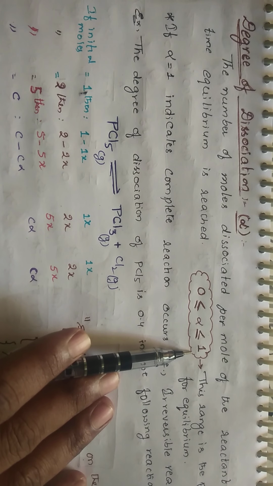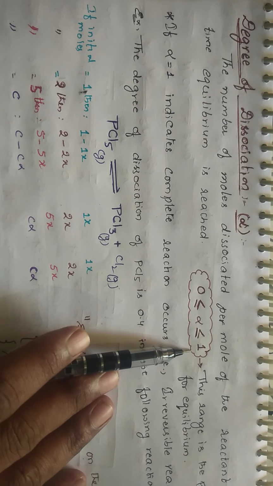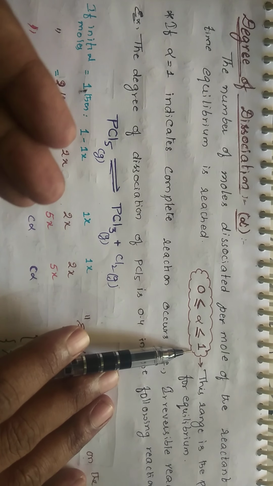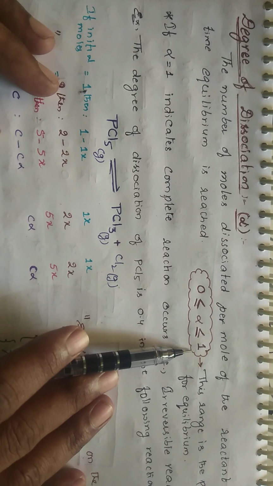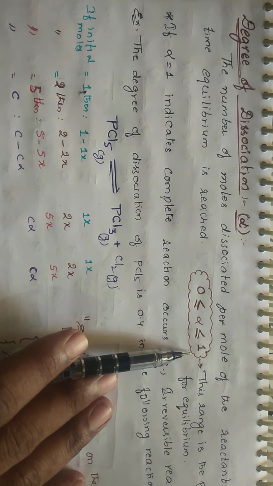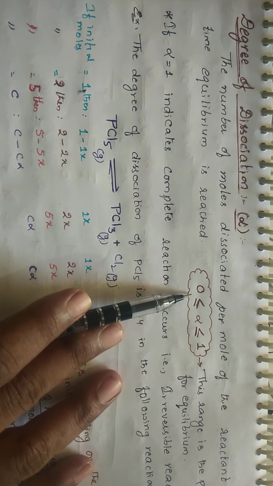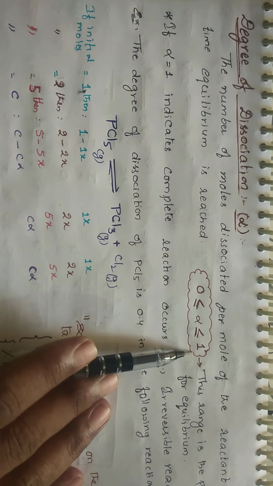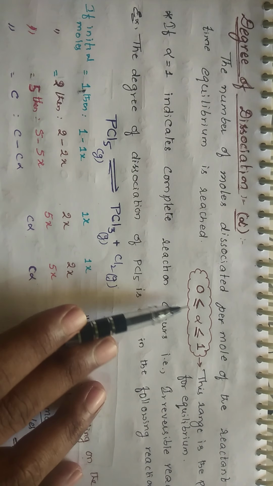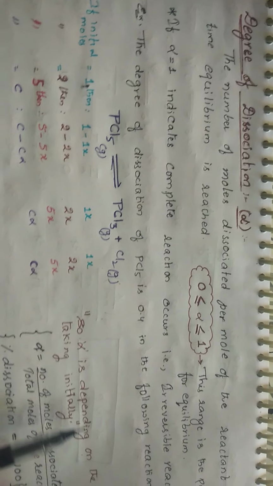Suppose 100 have been dissociated, so what will be the alpha value? 100 by 100, which is equal to 1. Suppose no molecule is dissociated at equilibrium, then it is 0 by 100, so the minimum value will be 0. So the value of degree of dissociation lies between 0 and 1. This is the range of possibility for the degree of dissociation.